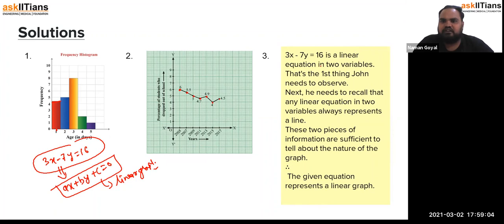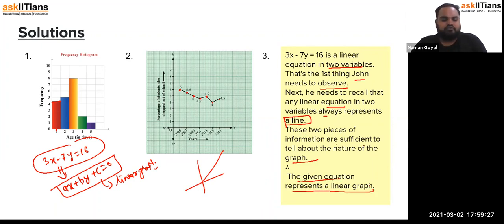If you read this answer, 3x plus y is a linear equation in two variables. That's the first thing John needs to observe. Next he needs to recall that any linear equation in two variables is represented by a single line, like this. These two pieces of information are sufficient to tell about the nature of the graph. The given equation represents a linear graph. Got it? So this is all about this chapter.